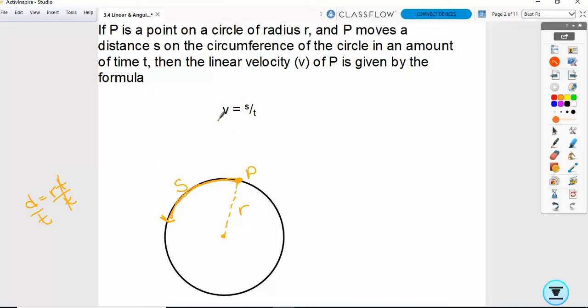V represents linear velocity. So what you need to know, this is the first formula that will be given to you on tests or quizzes, but you have to know what everything stands for. So S is still the arc length that we've used before. T is time. V is linear velocity, how fast that point is moving around the outside of the circle.